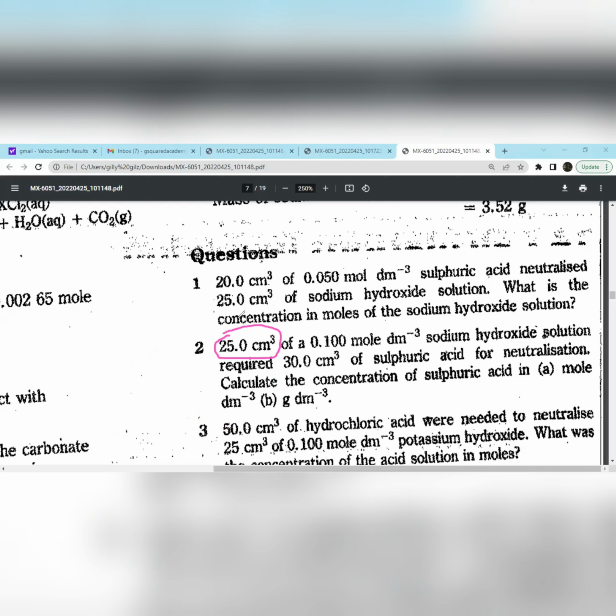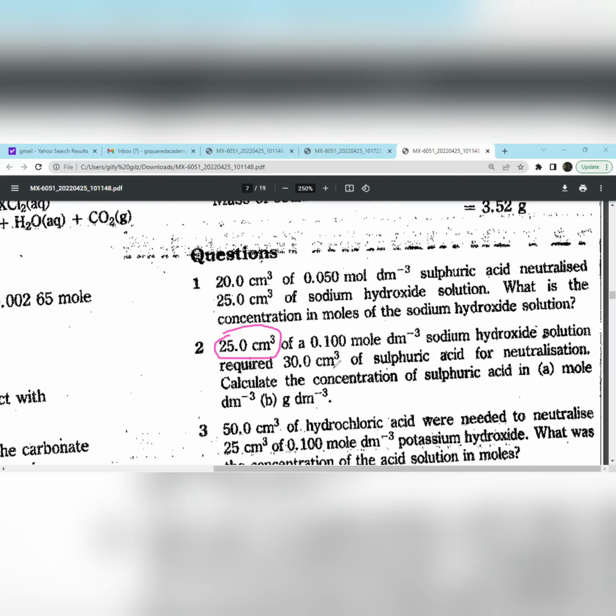So the next thing now is that we need to find the moles of sulfuric acid that 2.5 times 10 to the minus 3 moles of sodium hydroxide reacted with. So what you're seeing here is that 25 mils of sodium hydroxide reacted with 30 mils of sulfuric acid. What we have done is we have found the number of moles of sodium hydroxide in the 25 mils, and now we're going to find the number of moles of sulfuric acid that it reacted with in the 30 centimeters cube of sulfuric acid.